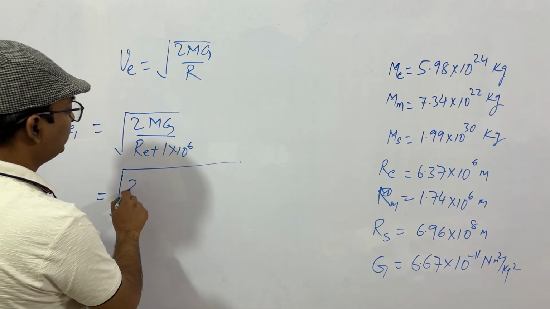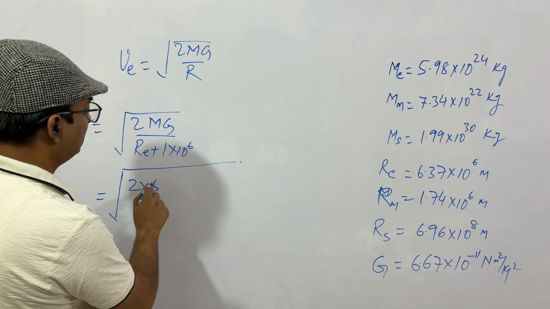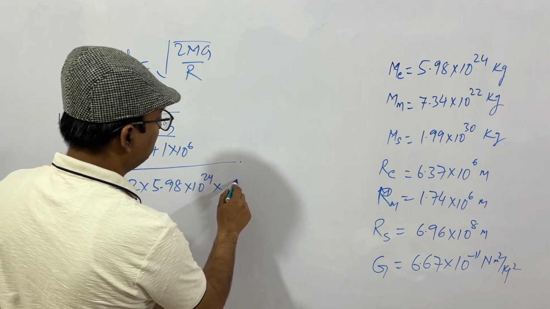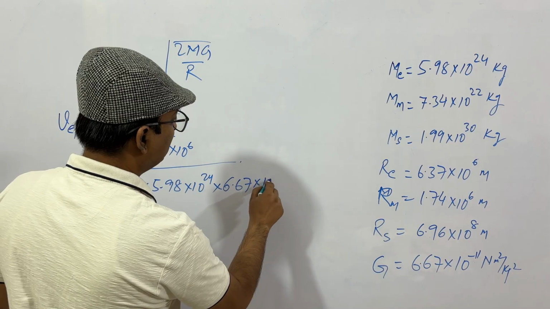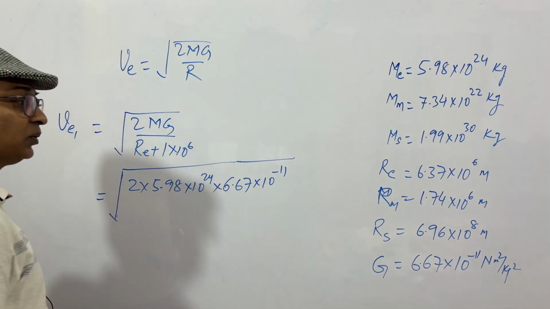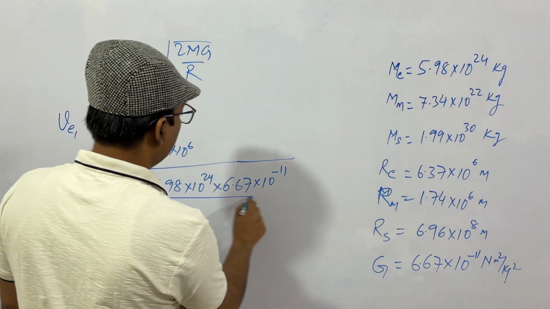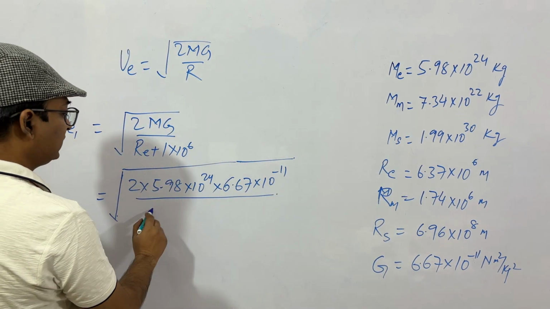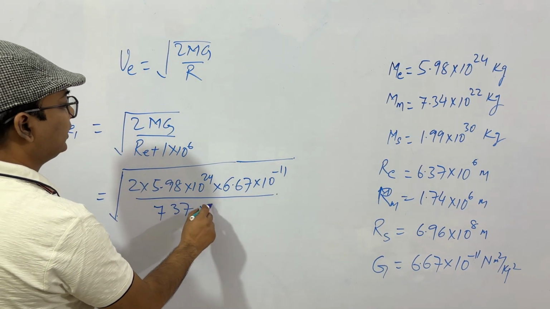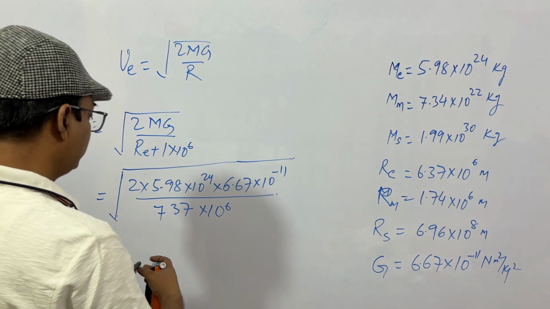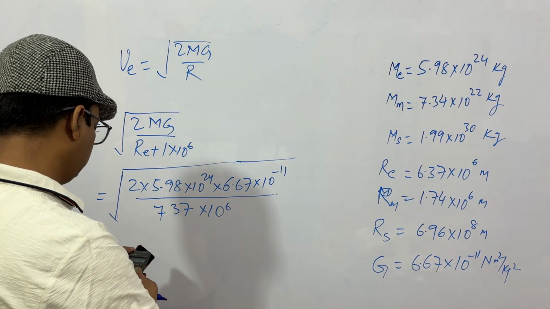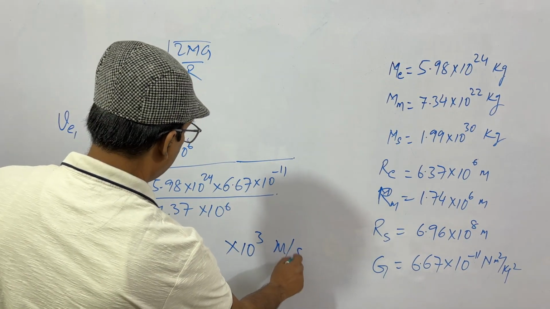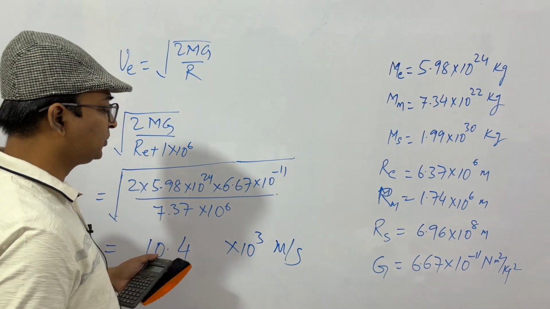Root over 2 into M, mass of Earth, which is 10 to the power 24. Then G is 6.67, this you should remember, 10 to the power minus 11 Newton meter square per kg square, by radius of Earth, it's given 6.37, and then add 1, so it is 7.37 into 10 to the power 6. So let's find the value. So the value is 10.4 into 10 to the power 3 meters per second.